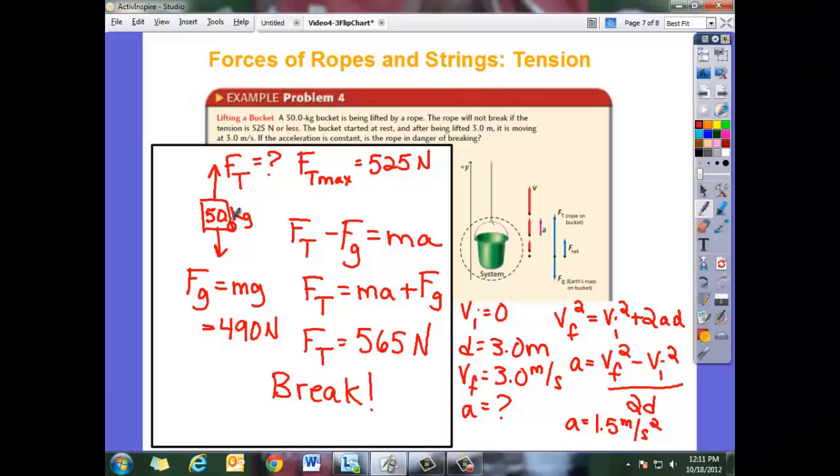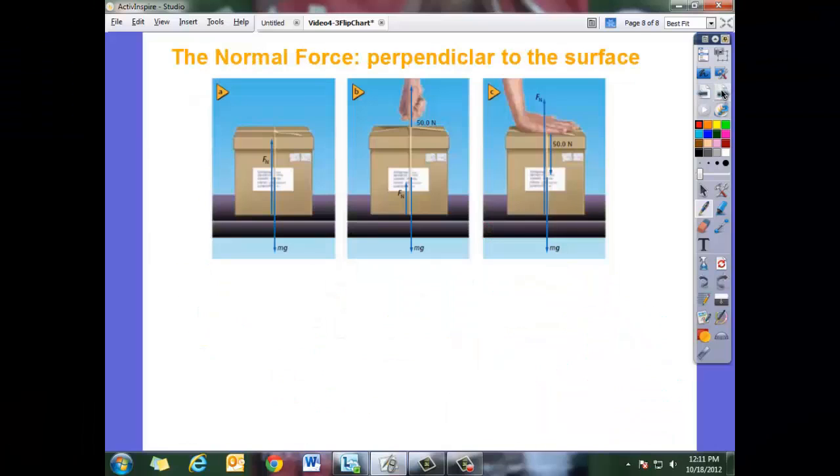Another force that we will be dealing with is called the normal force. The normal force is always perpendicular to the surface. So anytime an object is on a surface, opposing gravity, there is an upward force. So Fg is down, and then there is an upward force. We call that force the normal force. Normal means perpendicular. So if I'm at rest on a surface with no other forces acting, the normal force is equal to the weight, or Fg.